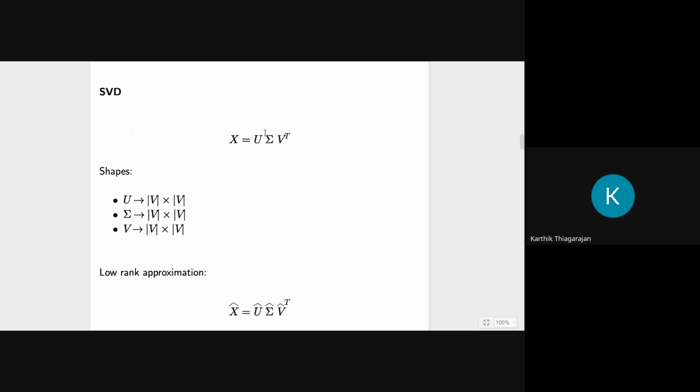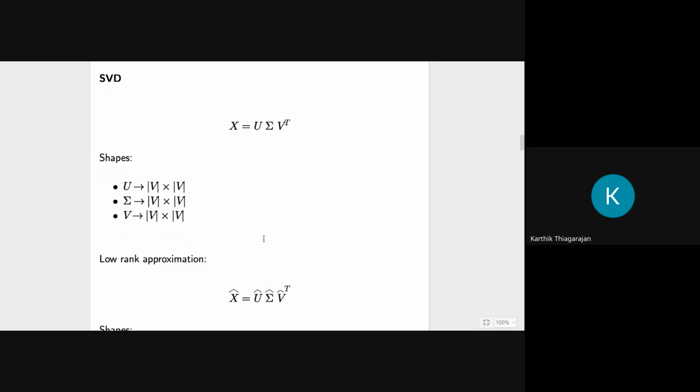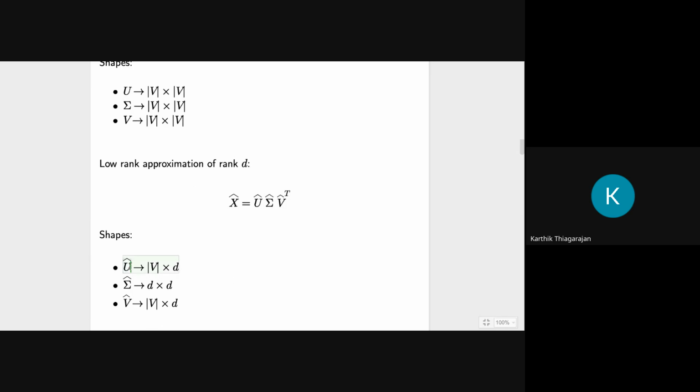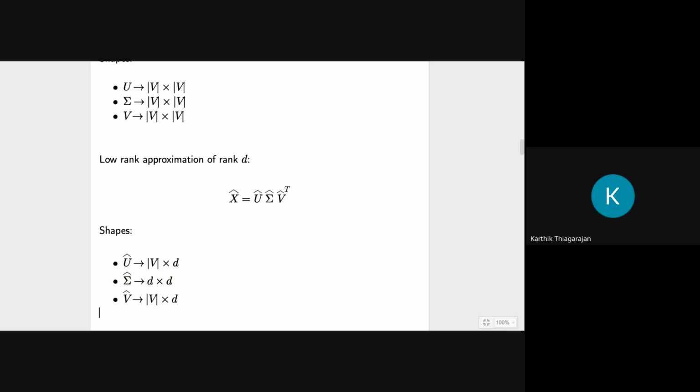If you perform the SVD on X, you will get 3 matrices. The left singular vectors will be in U, sigma will be the singular values, a diagonal matrix, and we will have the right singular vectors. What you do is you only retain the first k columns. If you want a low rank approximation of say rank D, you retain only D columns. For U hat, you will have the first D columns. For sigma, it will be the first D cross D diagonal matrix with D singular values, and for V hat, you retain the first D columns.